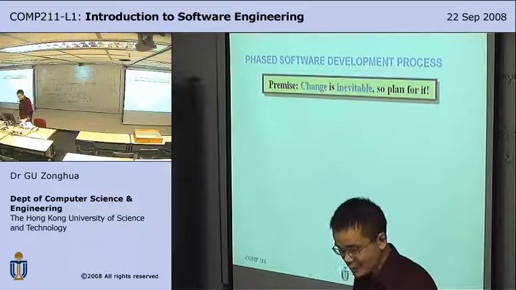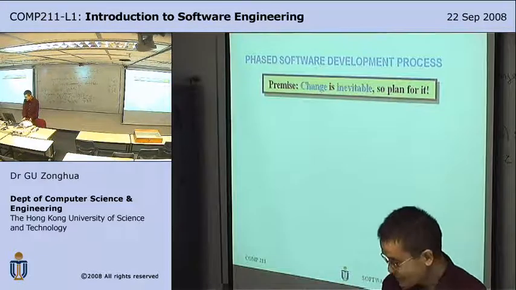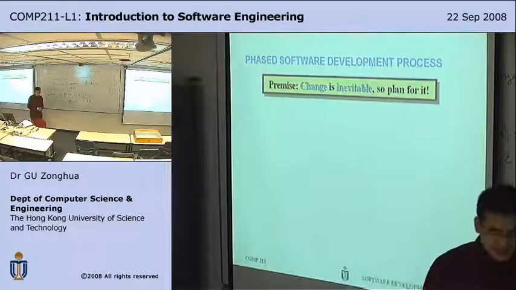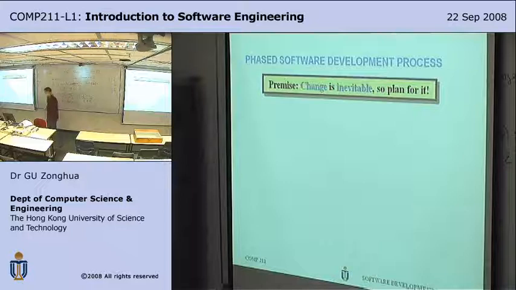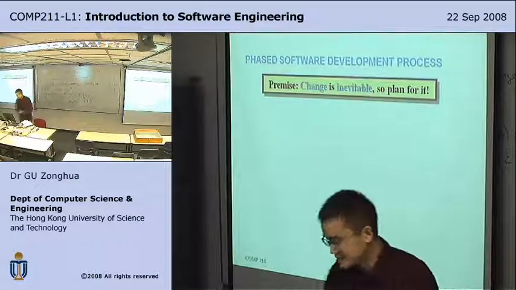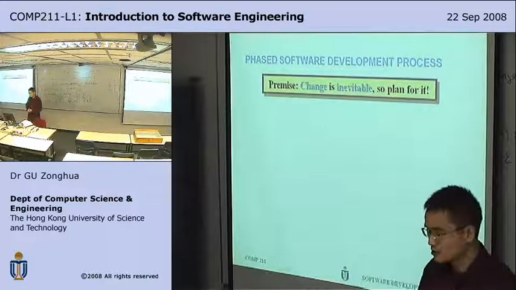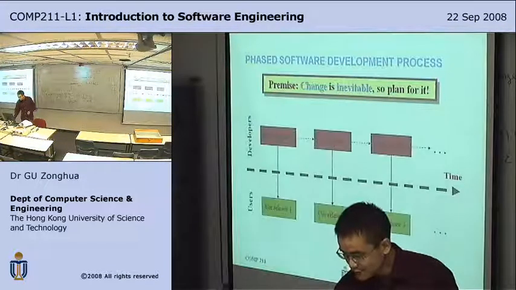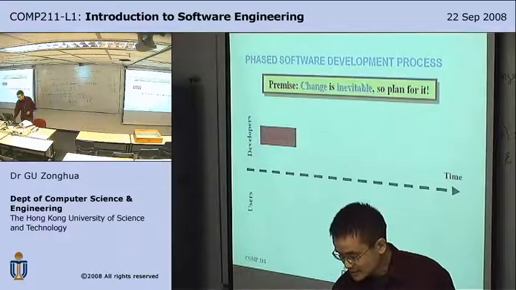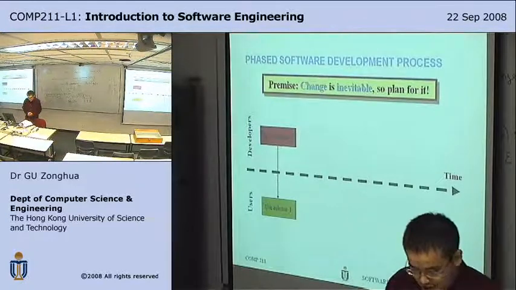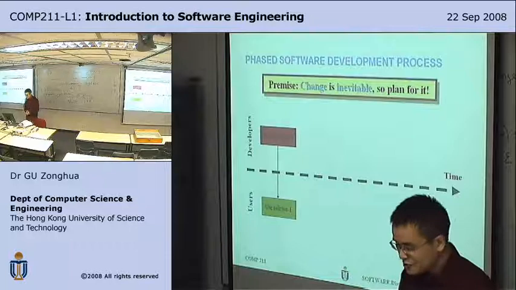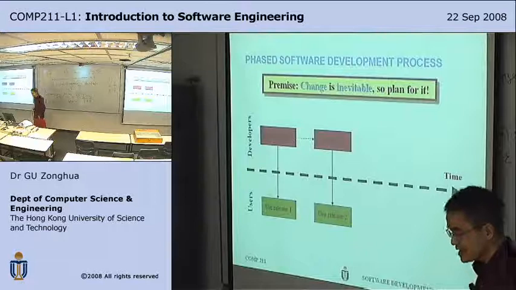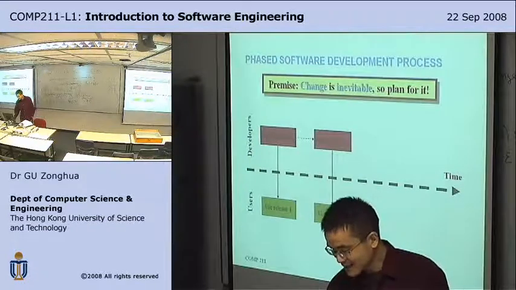So phased software development process is when you plan for change. That is, you accept the fact that you cannot have hard, unchanged software requirements at the beginning. So then you just plan for change. So you develop a release and give it to the users, and let the users use it. Then, based on feedback, you give another release, and then another release, and so on.